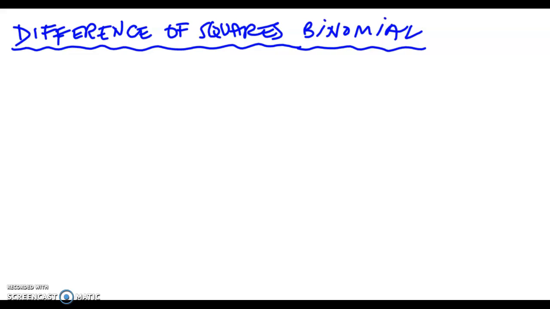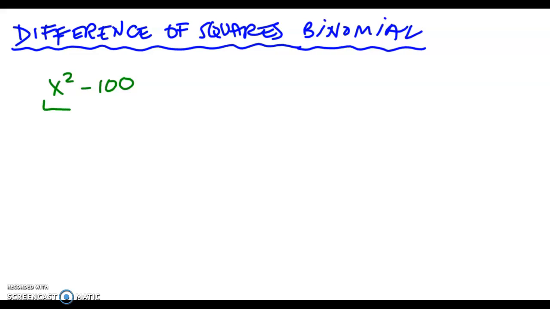Lastly, we're going to look at factoring differences of squares, which are binomials. Binomial, as opposed to trinomial, means that it's going to have two terms. Now, differences of squares, one example would be like number 1 from your assignment, x squared minus 100. Okay, binomial, meaning it has two terms.